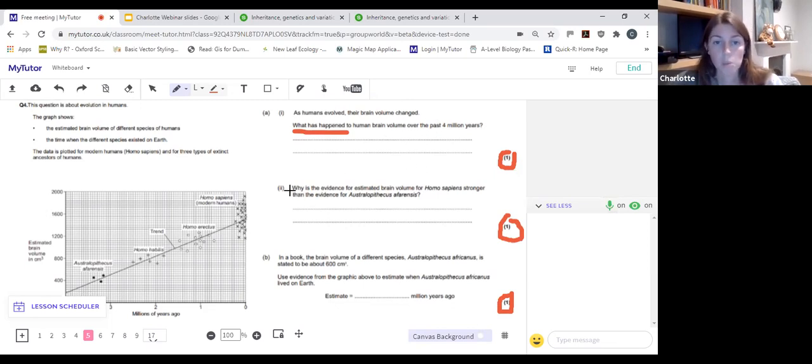Part 2, why is the evidence for estimated brain volume for Homo sapiens stronger than the evidence for Australopithecus afarensis? Okay, right. So we might need to have a look back at our graph for that one, remind ourselves who Homo sapiens are and Australopithecus afarensis there at the bottom. And remember the command word there is why. So you need to give a reason for that difference.